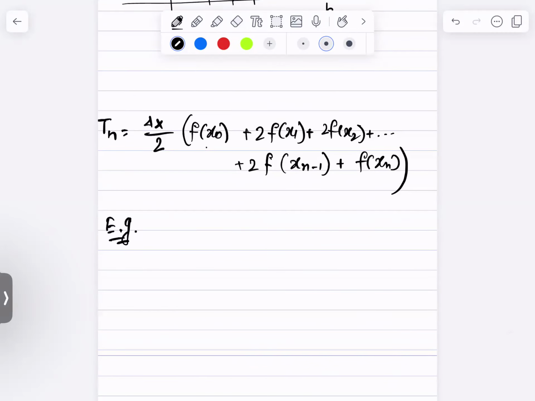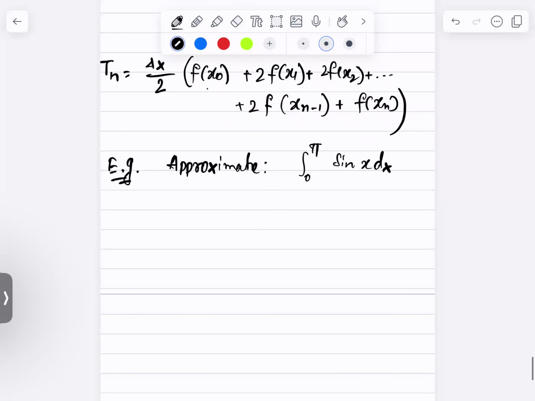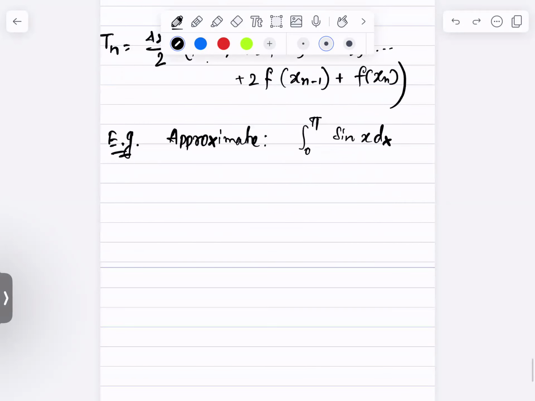Let us quickly see an example. Say you are asked to approximate the integral from 0 to pi of sine x dx. I know that this is not difficult to integrate. This is just minus cosine x and then from 0 to pi. But let's see if we use the trapezoidal rule, is it a good approximation of the actual value or not? Say we want to use the trapezoidal rule for n equal subintervals.